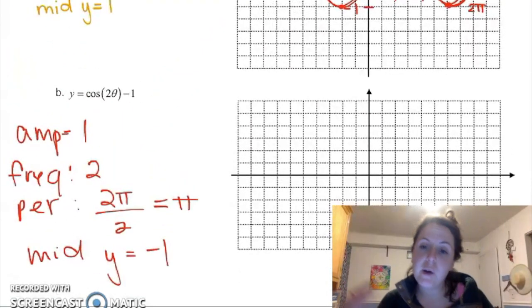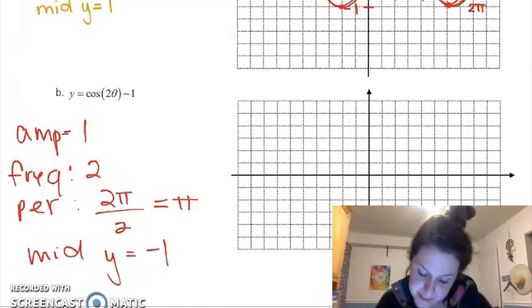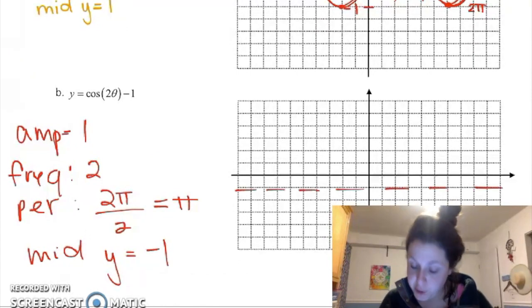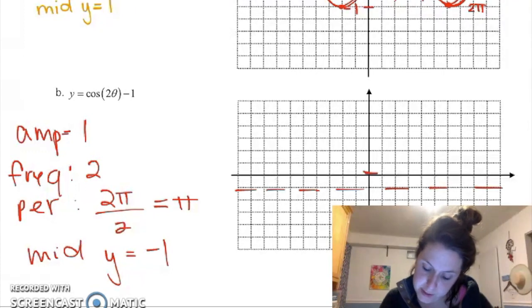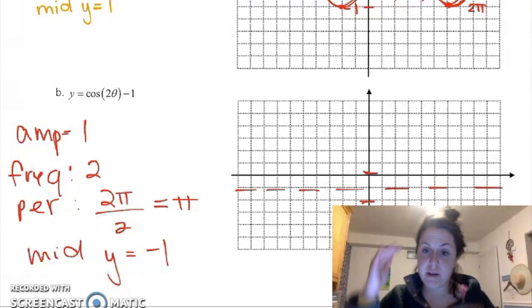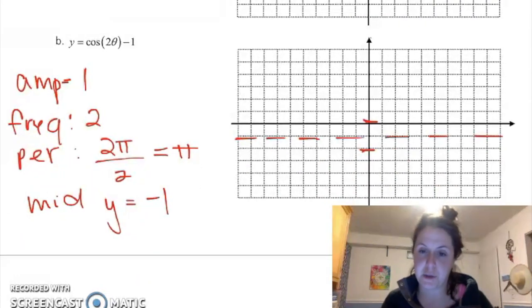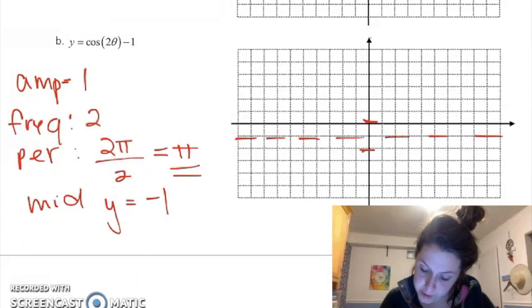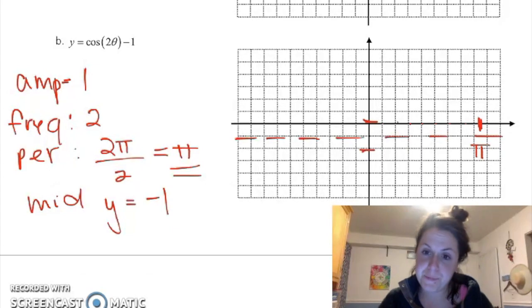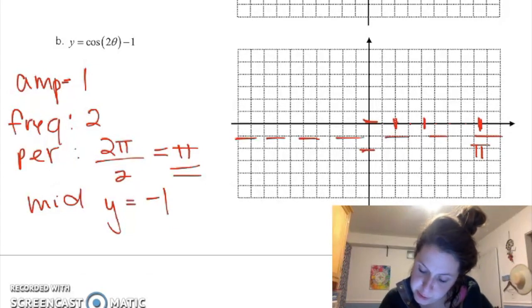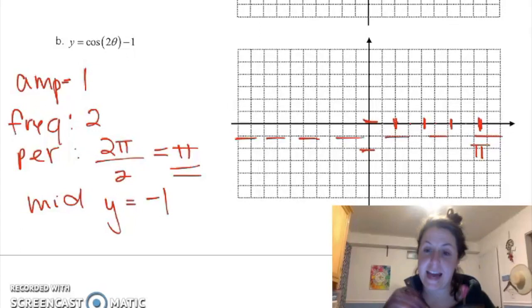Okay, so here's what I've got. I know that my midline will be at y equals -1. I know from there it should go up 1 and down 1. So 0 and -2 would be your max and your min. The period is 1 pi, so 1, 2, 3, 4, 5, 6, 7, 8. I'm going to label that point pi. That's 1 period.